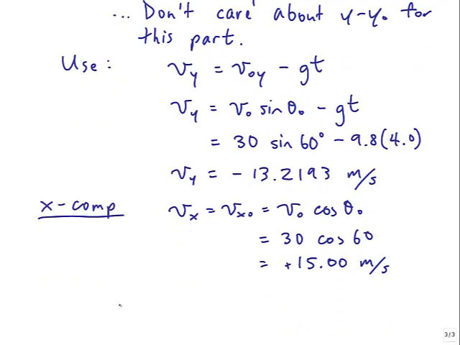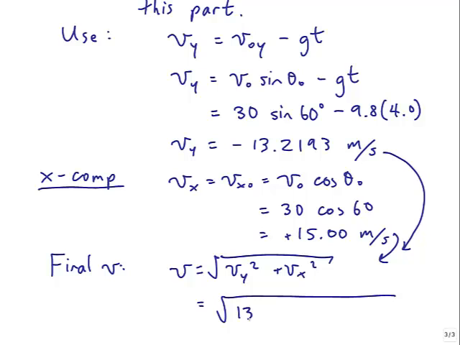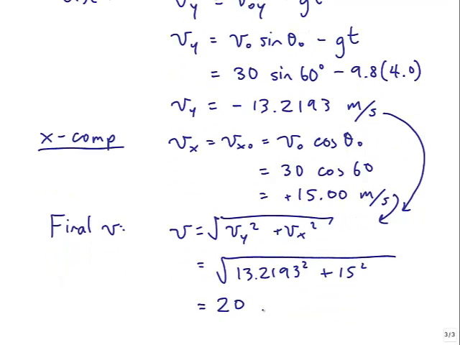So now going back to Pythagoras, the final v is the square root of the sum of the squares. I can plug in my vy and my vx, and I get the square root of 13.2193 squared plus 15 squared, which is 20 meters per second.